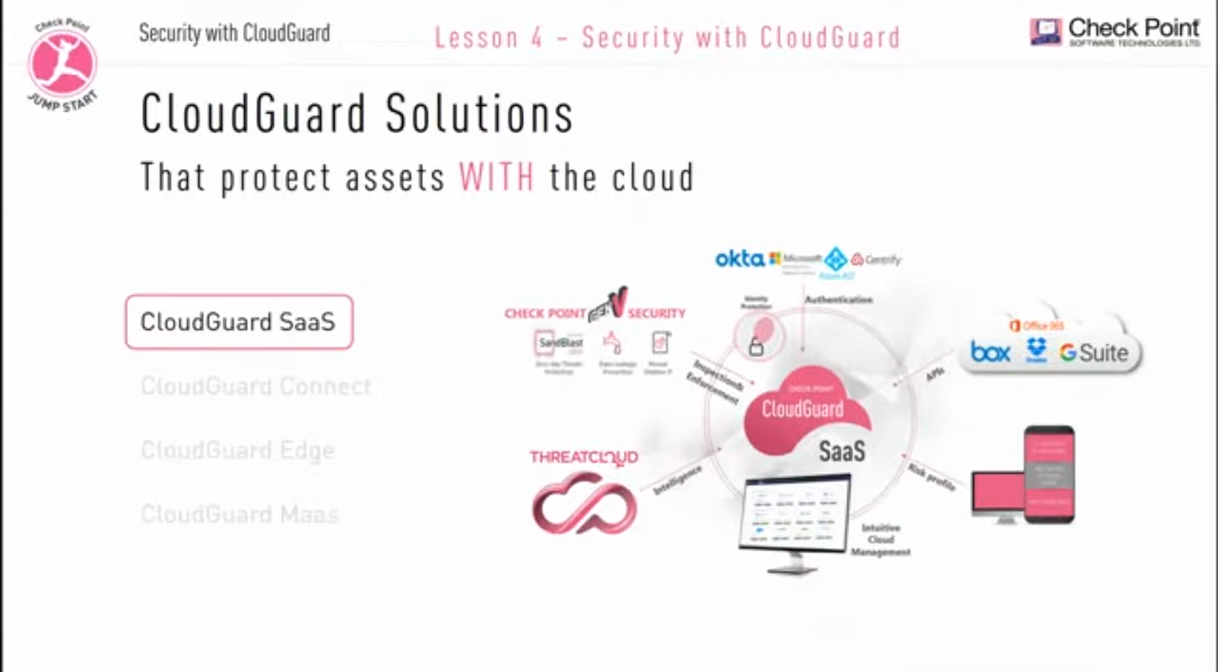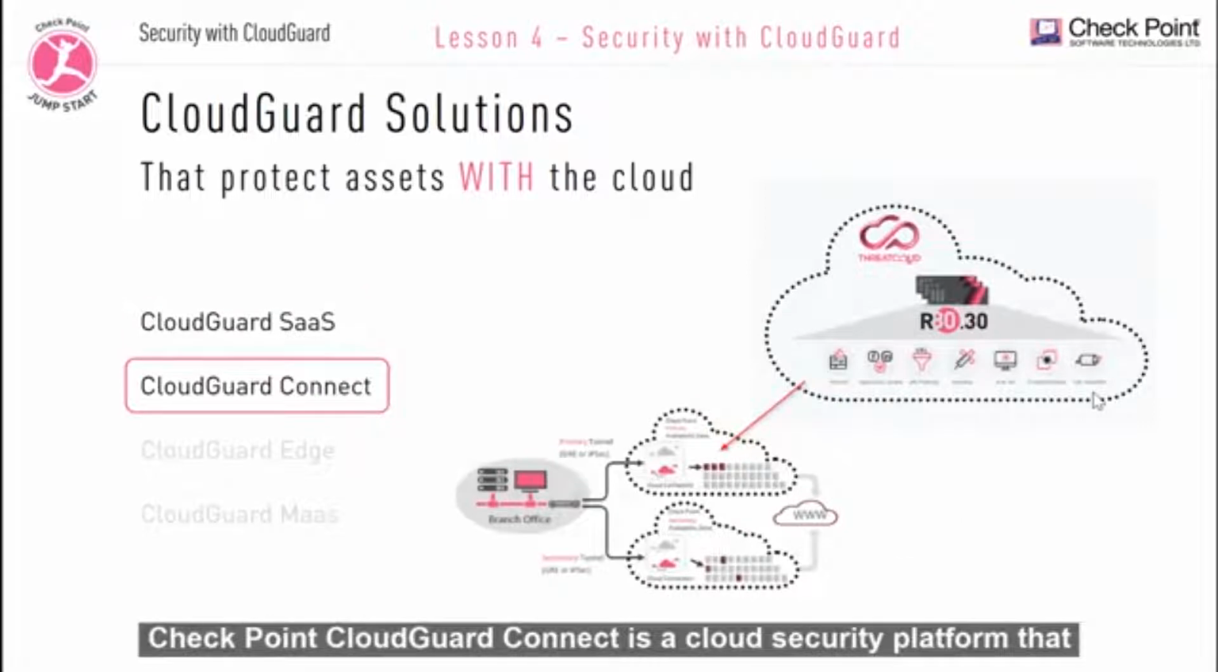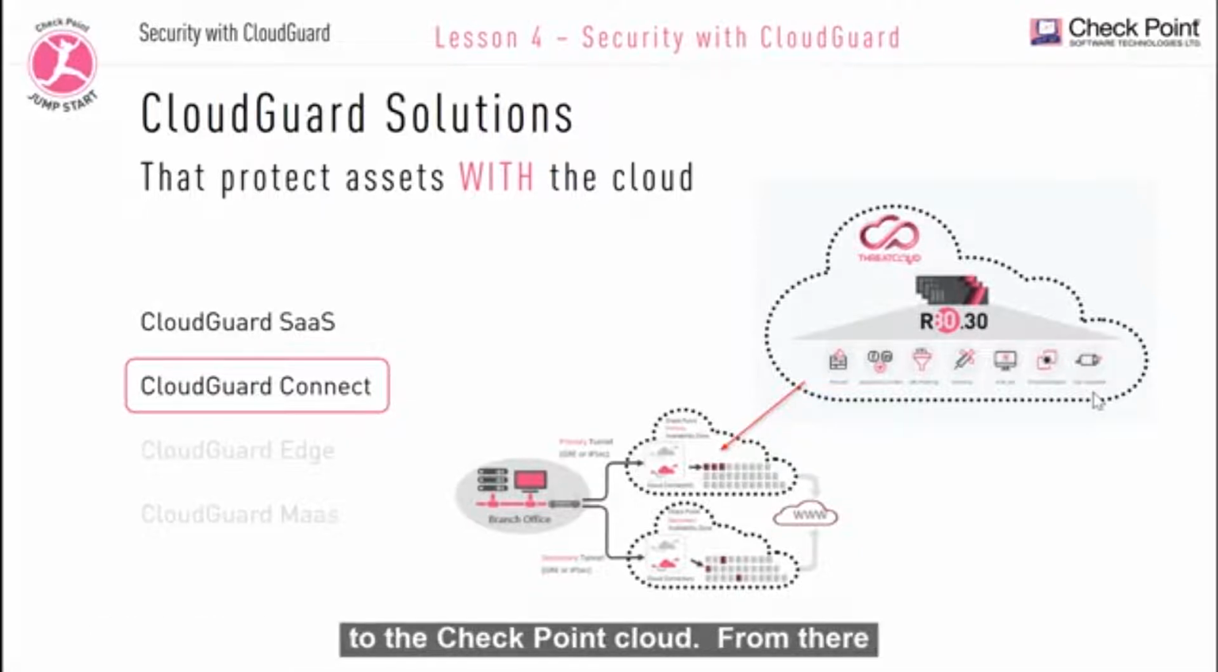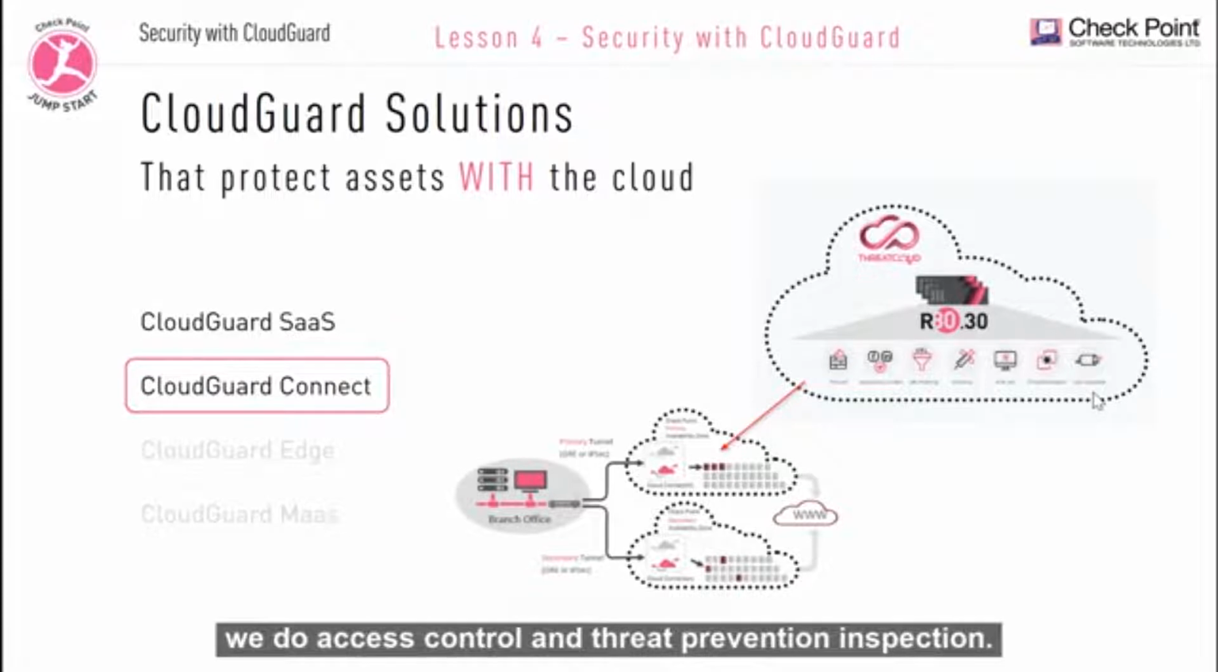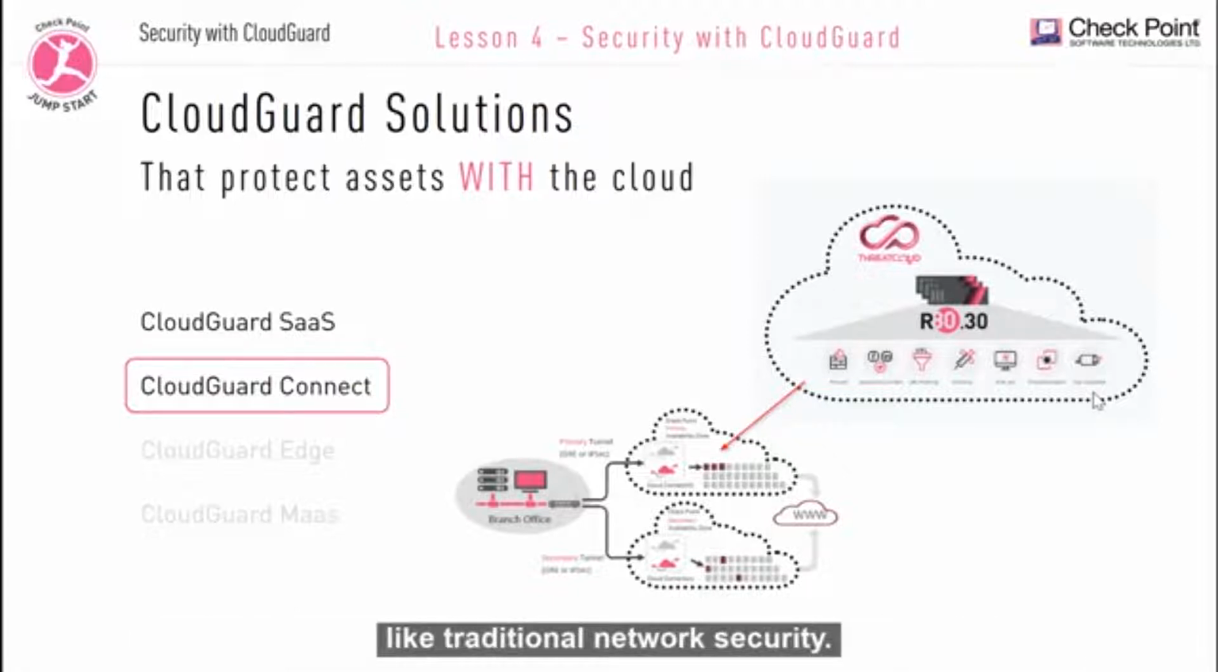Checkpoint CloudGuard Connect is a cloud security platform that provides Checkpoint's latest threat prevention and access control for branch offices. This CloudGuard solution helps protect your branch networks using the Checkpoint Cloud. All customer data is routed from the branch networks to the Checkpoint Cloud. From there, we do access control and threat prevention inspection. We offer the same high level of security in Checkpoint's cloud, just like traditional network security.